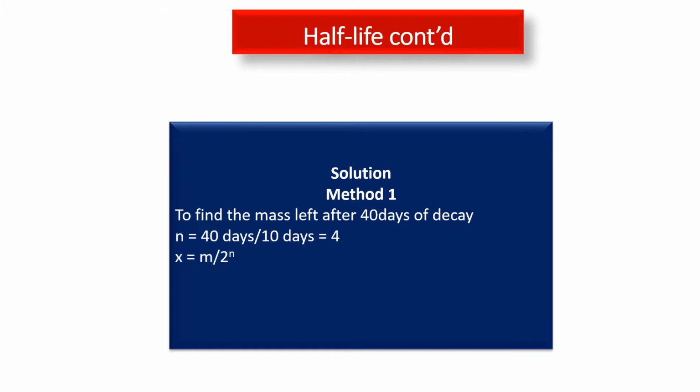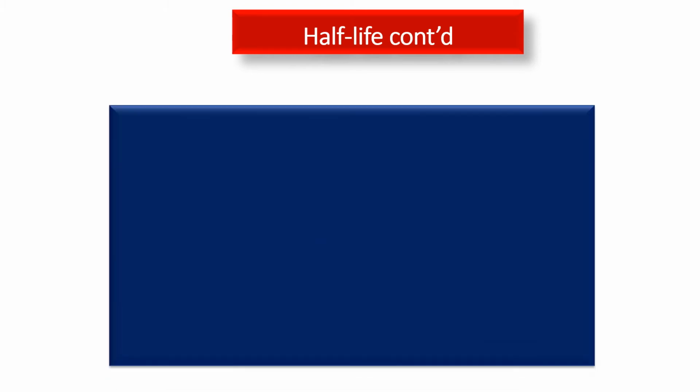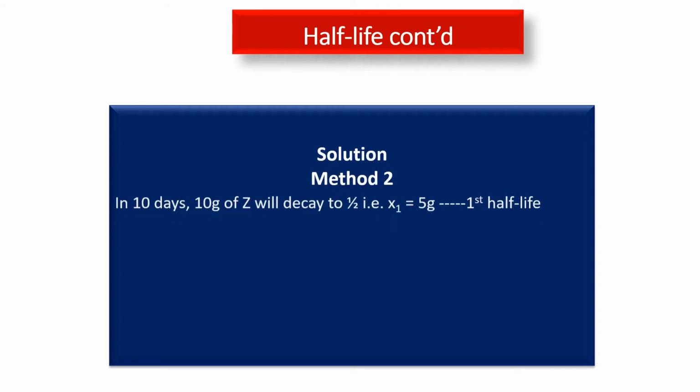And the formula we are using to calculate the mass that is left is x equals m over 2 raised to the power n. Remember, x is the mass left, while m is the original mass and n is the number of half-lives. So substituting m, which is 10, and n, which is 4, we have 10 divided by 2 raised to the power 4, which is equal to 10 over 16, and the mass that is left is equal to 0.625 grams. If we apply the second method, what do we get?